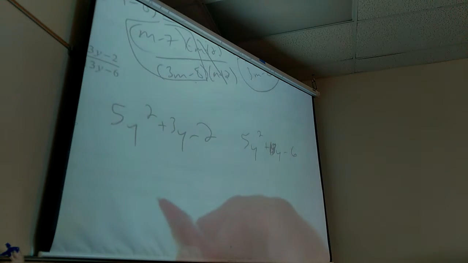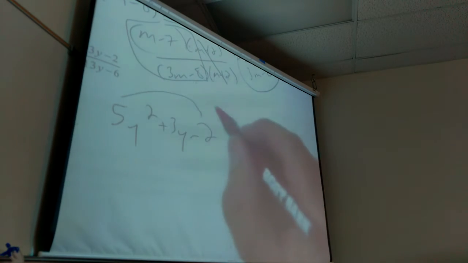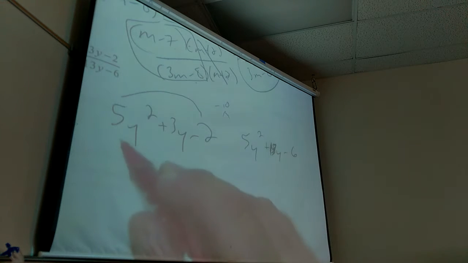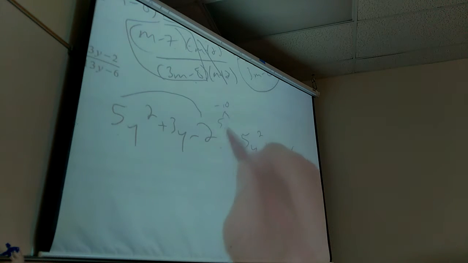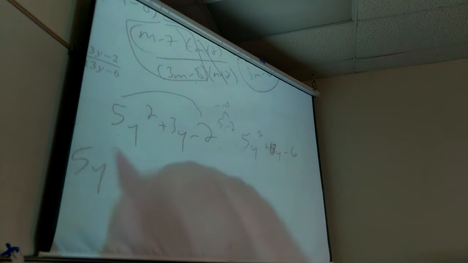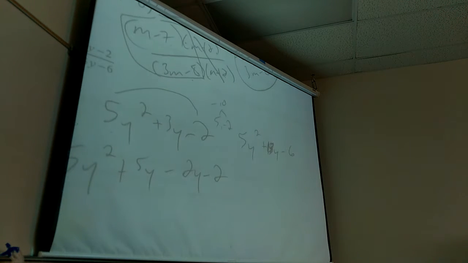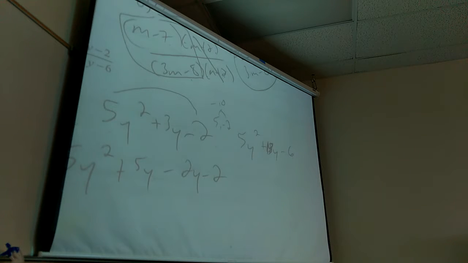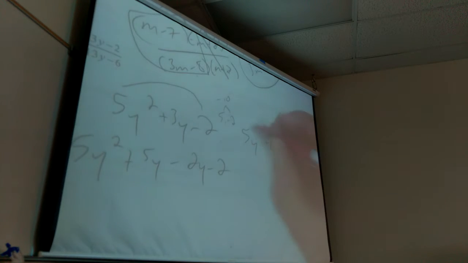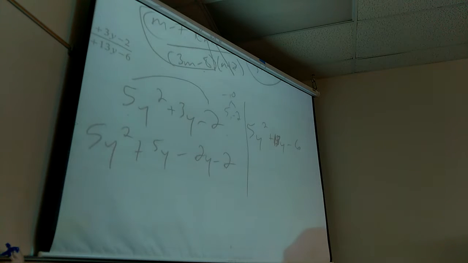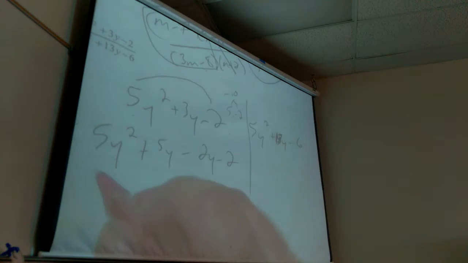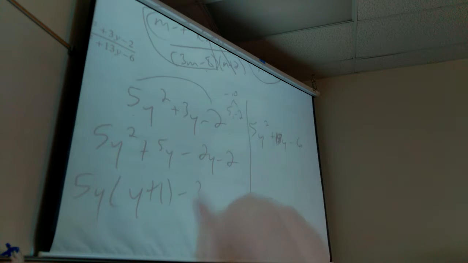So here I need factors of negative 10 to add to be 3, but that of course is going to be 5 and negative 2 right there. So I do 5y squared, I could do plus 5y, why not? Minus 2y minus 2. Is that decent? That's a good old surefire method, right? So then take it out 5y and then negative 2. So the top looks like this. That's the top.